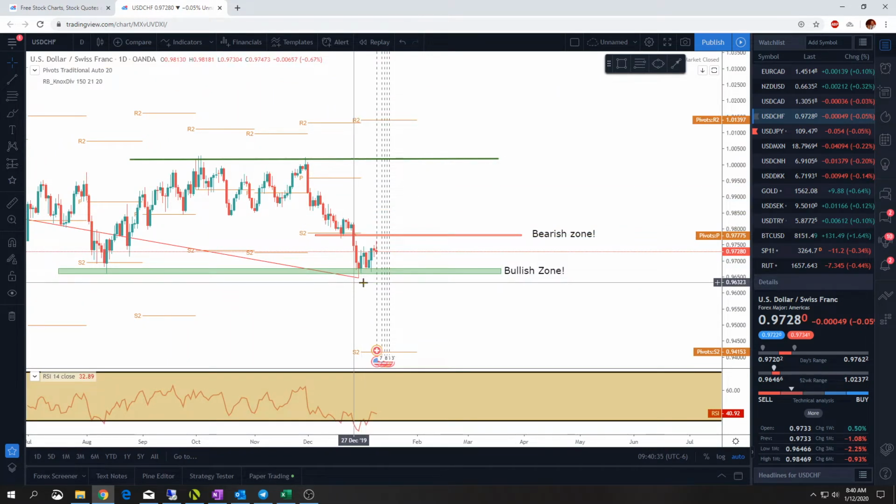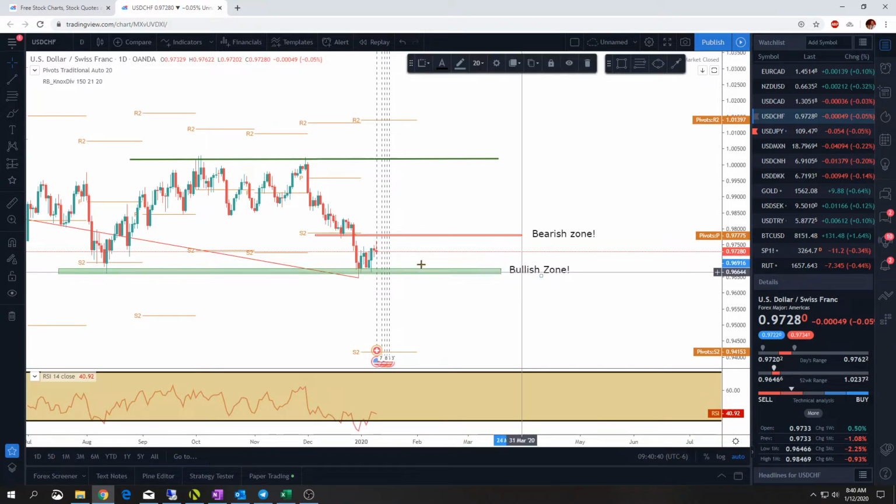I like up because of this divergence on the daily. I like bullish. So if we get another pullback down into this region, I'll be buying this pair. I'm going to leave this one orange because we're kind of in the middle.